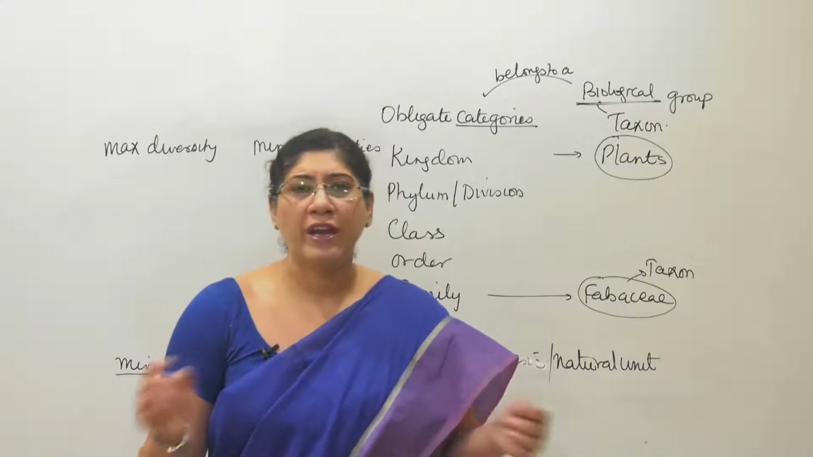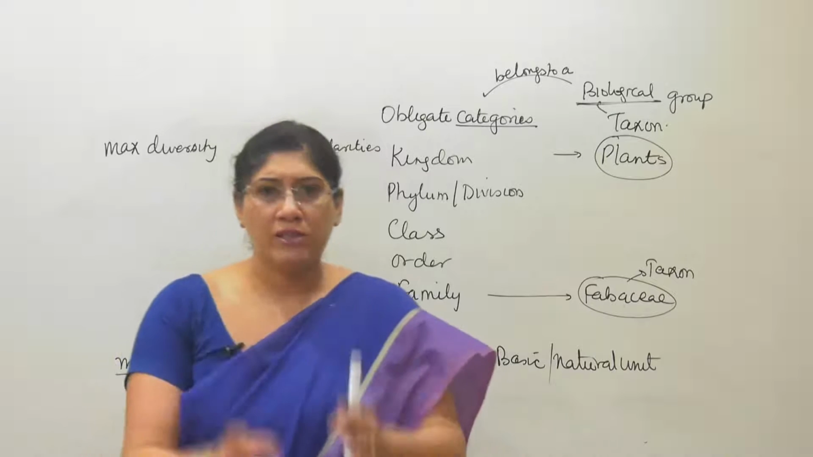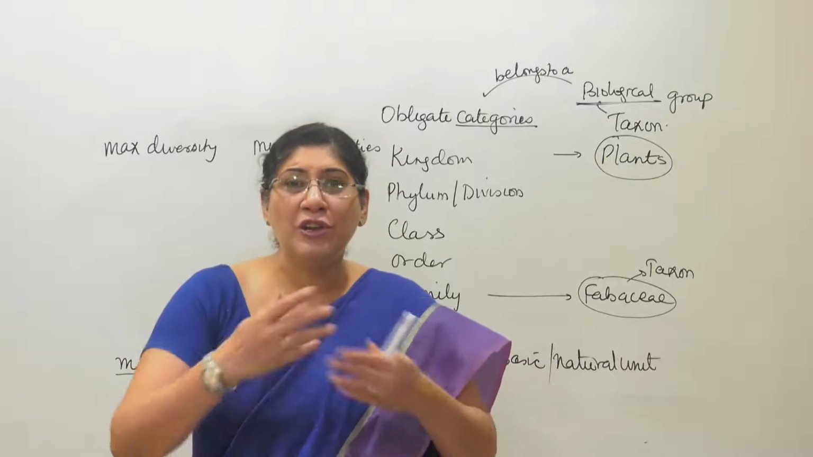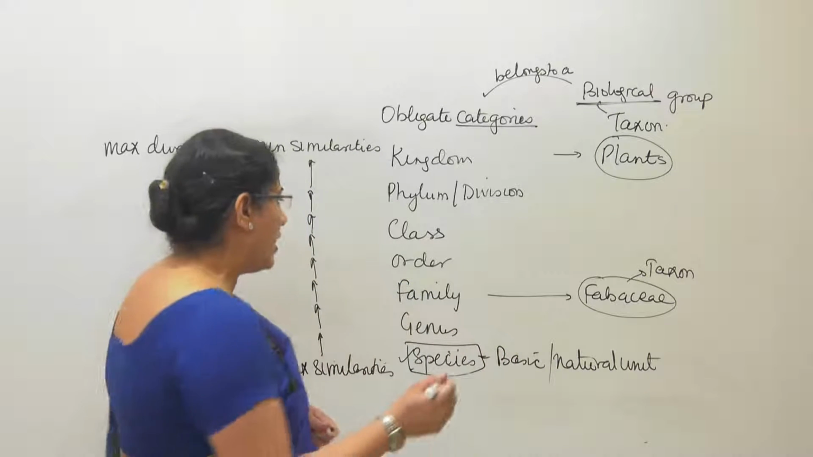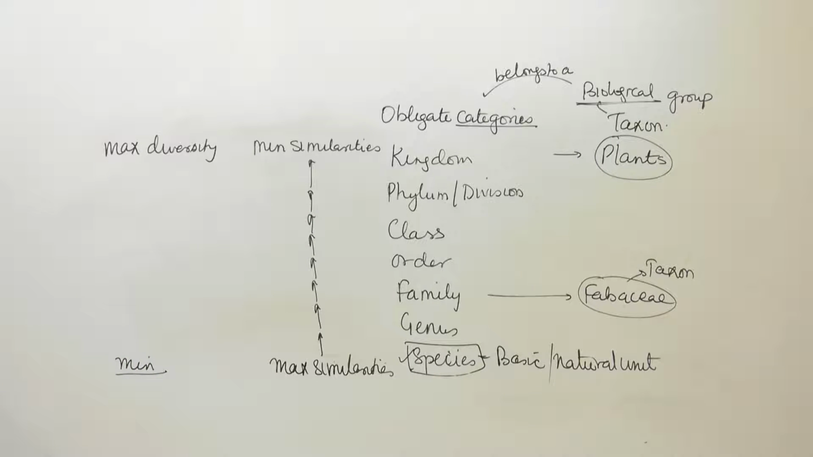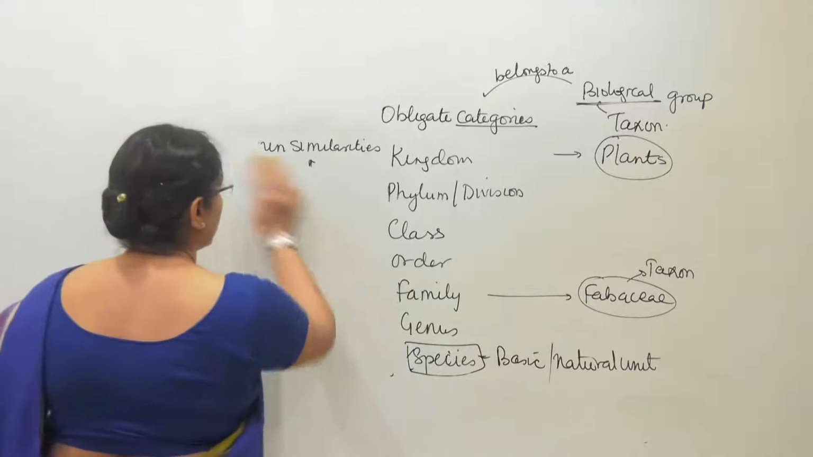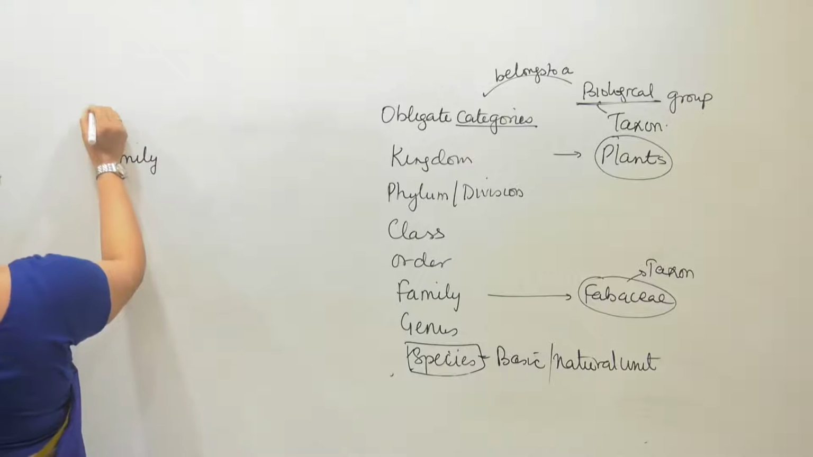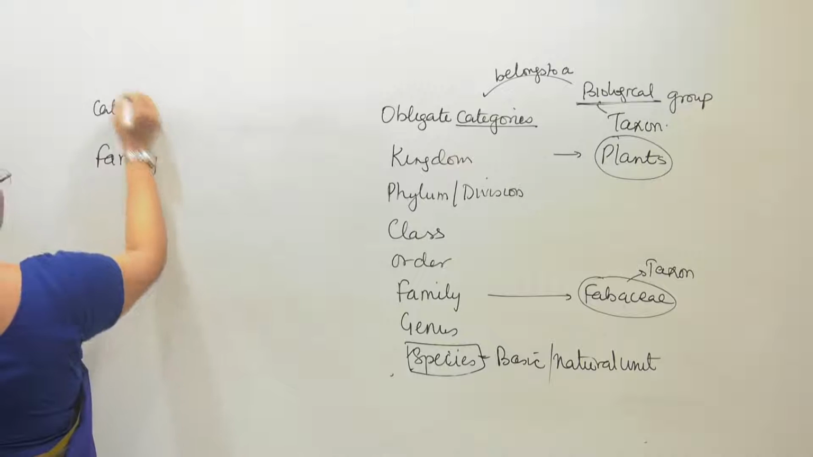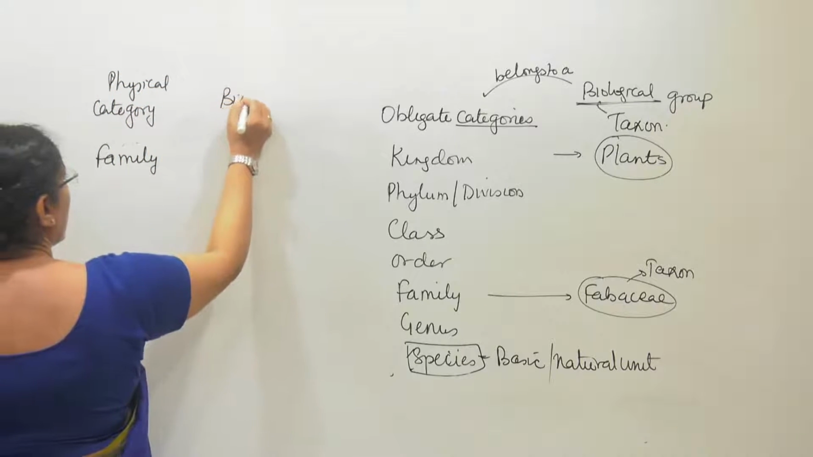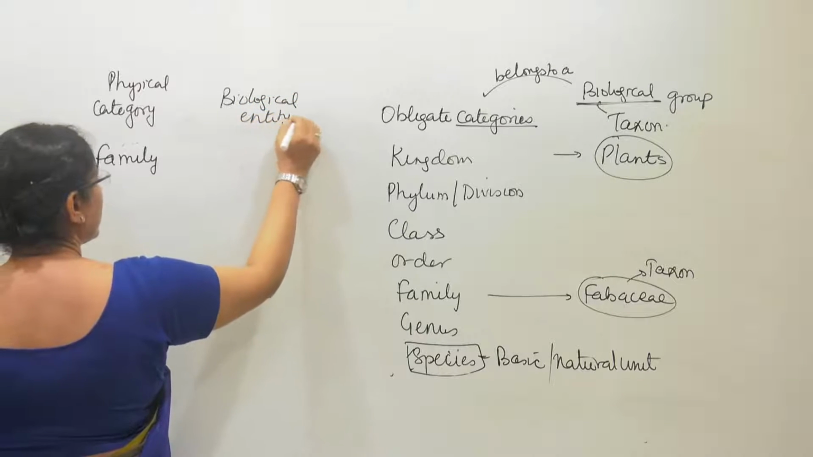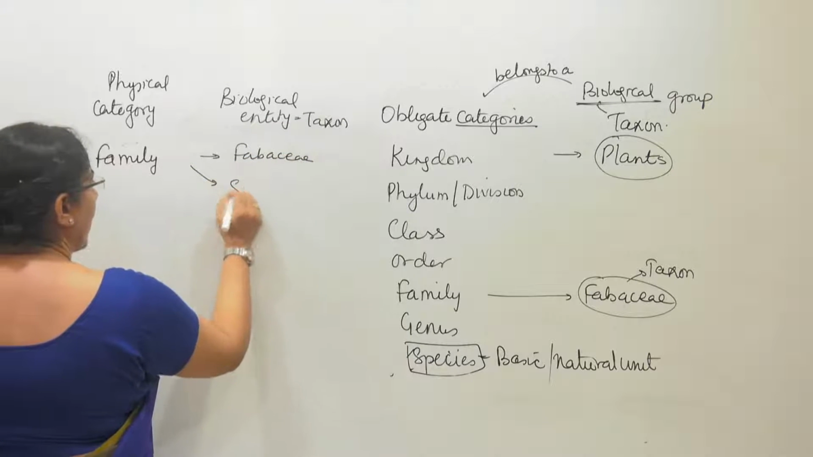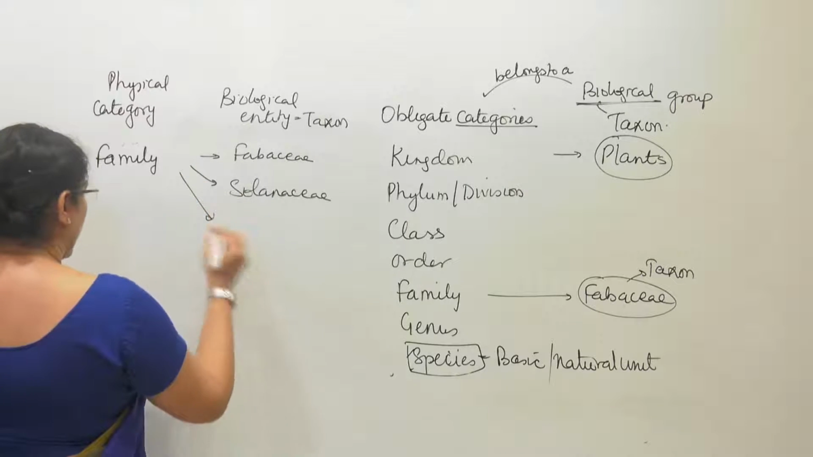So the classroom which you have is your category. You are sitting in the classroom, you are the taxon. Year after year the classroom remains the same, the classroom doesn't change, but the children in the class will change. So taxons can be different. If I look at the category family, this is my physical category. The biological entity can be different. You can have family Fabaceae, family Solanaceae, family Malvaceae.